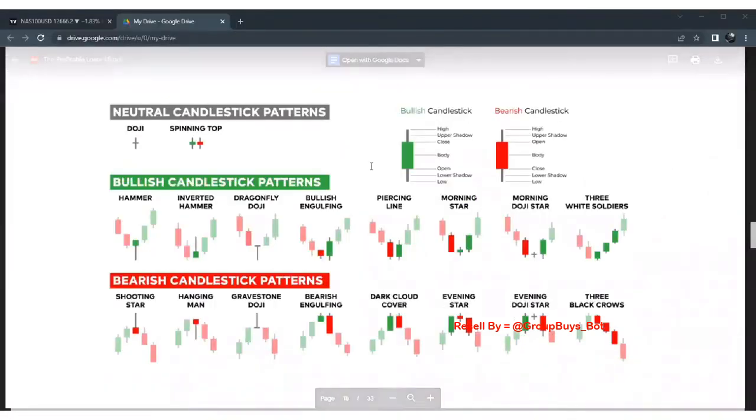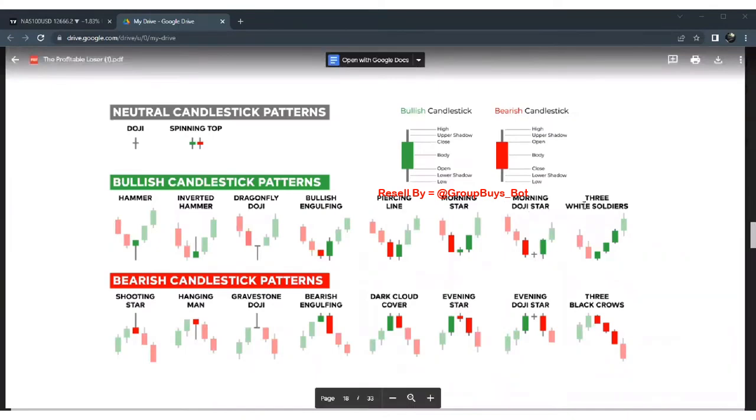All right, let's go over candlestick patterns. Now I'm going to be completely honest: I don't know all of these candle patterns. That's why I have this PDF pulled up.